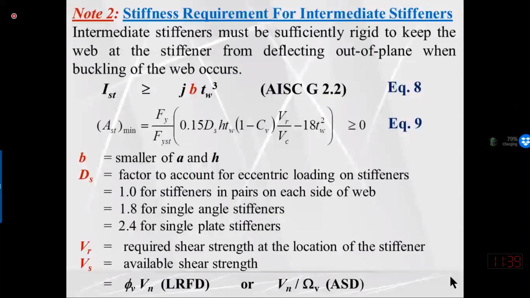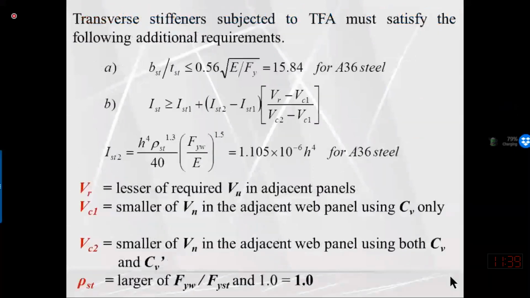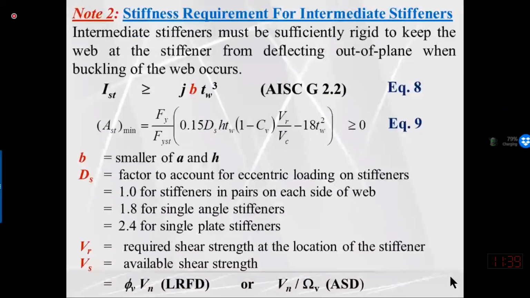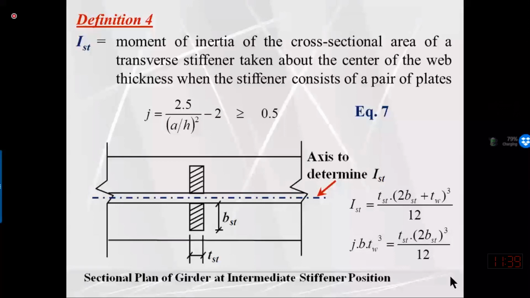Okay, so the next thing is that from here, in this expression, we know the j b of the web cube. This is one numerical value because the thickness of the web is known. B is the lesser out of a and b. J we are determining from here. So actually, in this equation we have two unknowns, one tst and one bst. So we are solving this equation and this equation simultaneously.